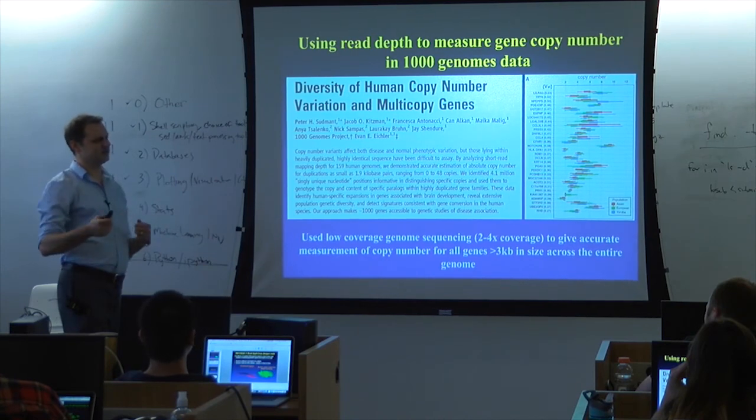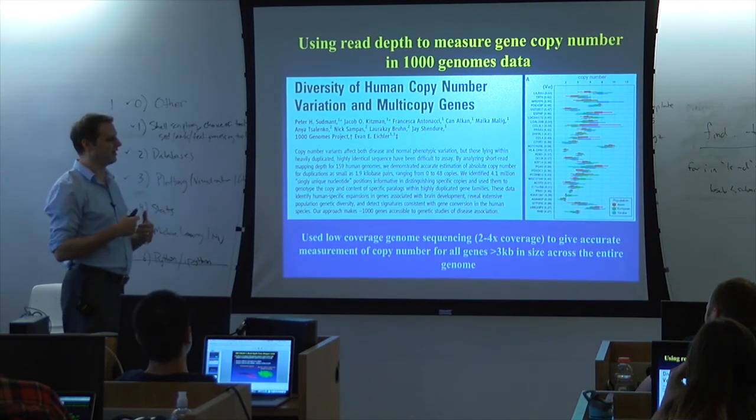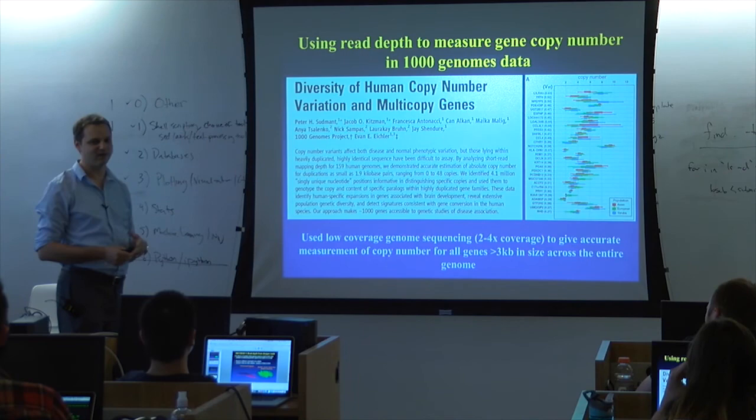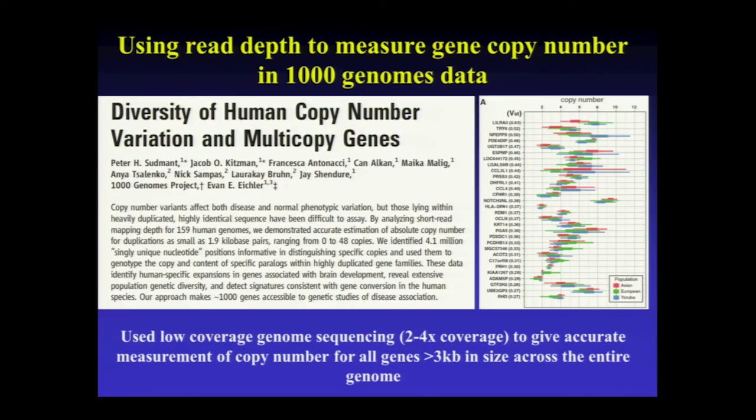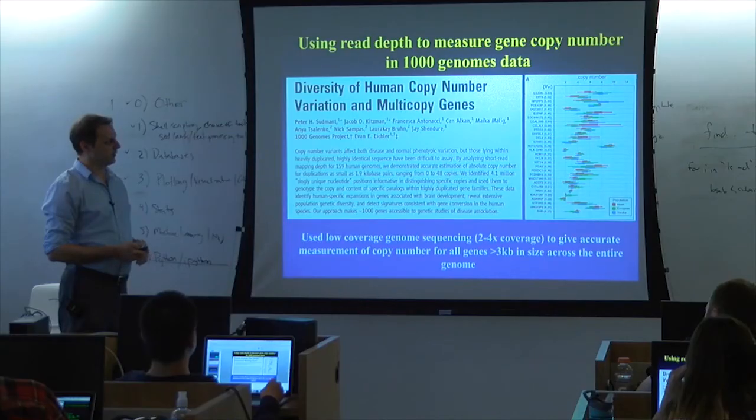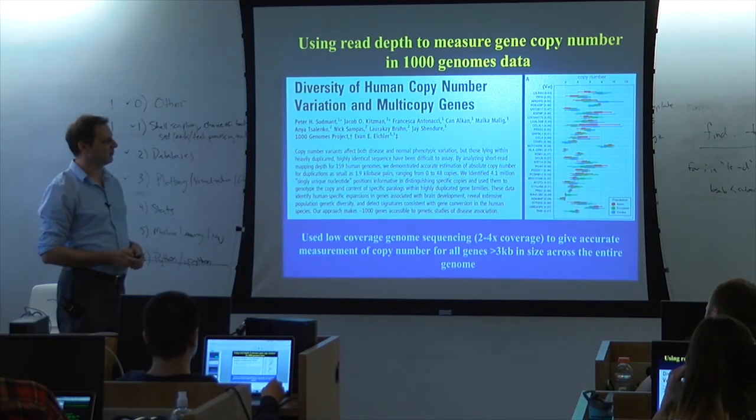So a recurrent theme is a lot of the genes that we have that have antibacterial, antiviral functions tend to be very copy number variable, probably because it provides a lot of genetic variation, genetic robustness in the population to different diseases that we may encounter.